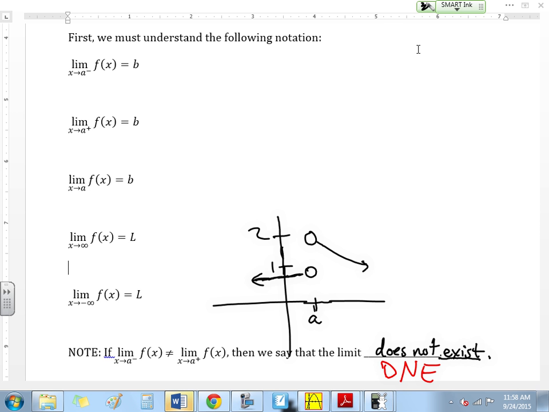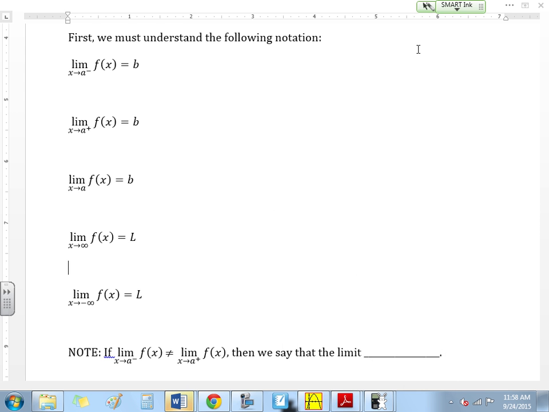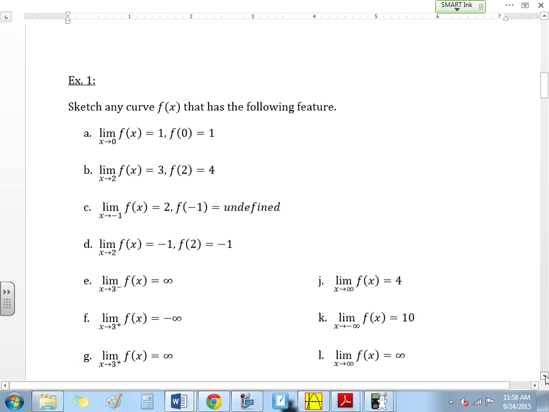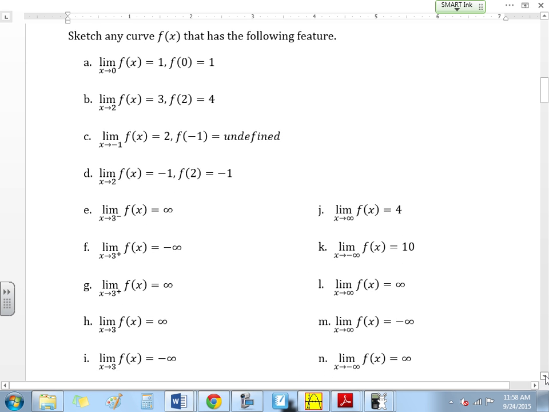Okay. Now we're going to practice drawing our own pictures. I give you a statement, and you have to draw it. Sketch any curve f of x that has the following feature. Okay, there's a lot of parts to this, so there's a lot of drawing. So I'm going to pause it and let you try to graph A, and then we'll check in to see how you did. Once I get A done, you'll feel a little better about B and so forth. Things change when you get to E, it's a different style, and then things change again when you get to J, it's a different style again.